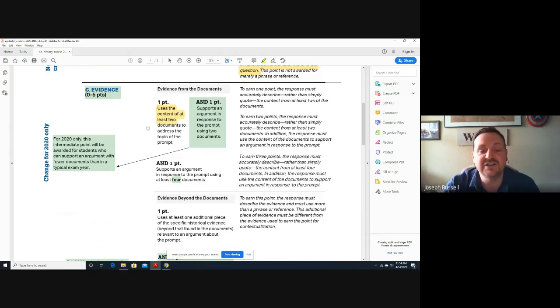Okay, so you've got the point for using the documents, but note the language for the second point, the green point, as I'm going to call it here, because it's the added one for this year. You support an argument in response to the prompt using 2 documents. Again, this is not just using information. You get a point for using some information.